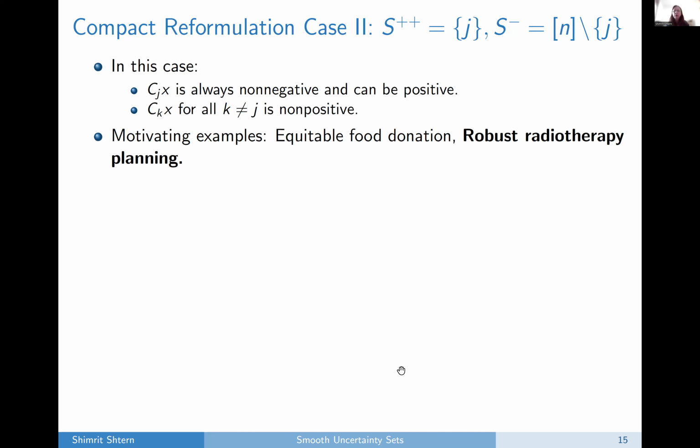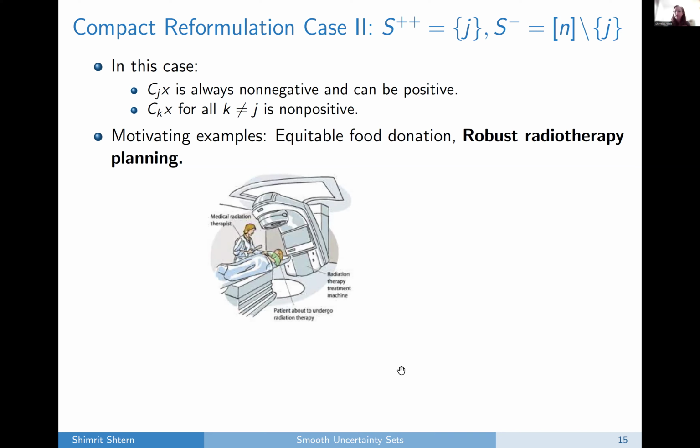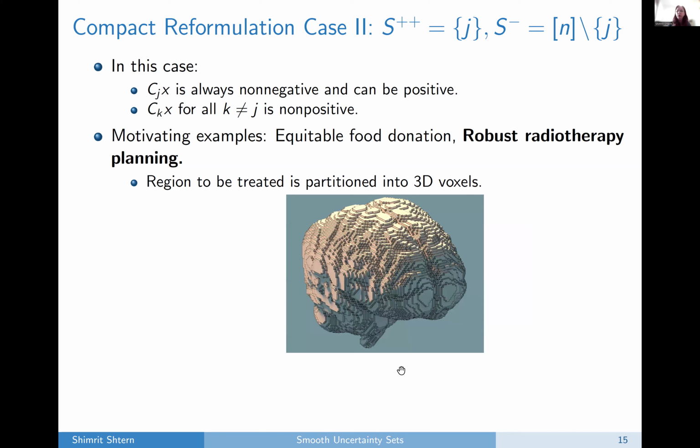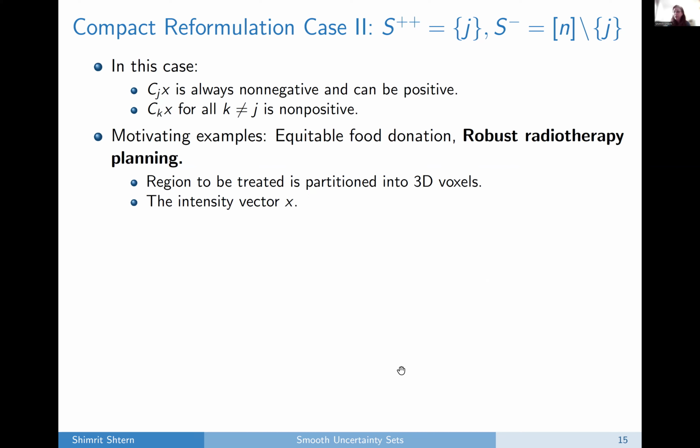And we have two motivating examples, but I'm going to talk about the example I talked about already, robust radiotherapy planning. So again, in radiotherapy planning, we have a patient who is radiated by a machine that can turn and radiate from different angles. Given that the angles are fixed, we need to decide on the intensity of the rays that come from each angle. To this end, we take the area that we want to treat and partition it into three-dimensional voxels and determine the intensity via the vector x. The dose in each voxel is determined by some matrix D, which we call an influence matrix, that multiplies this intensity vector.